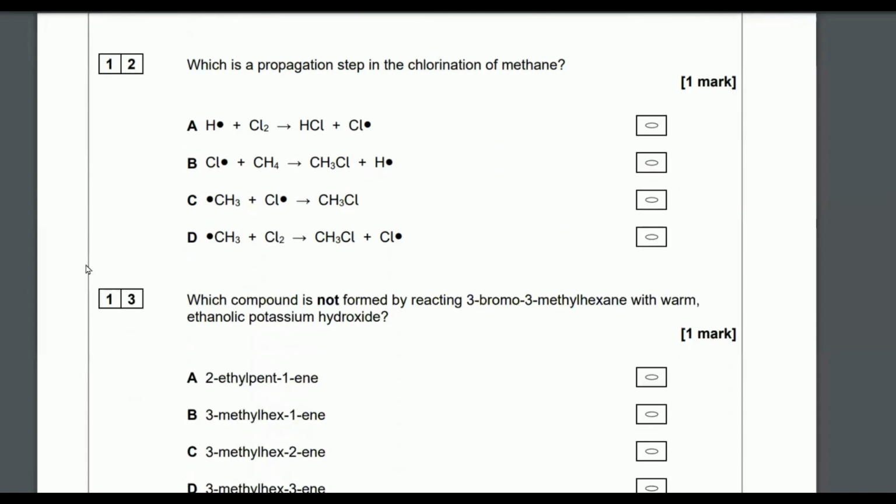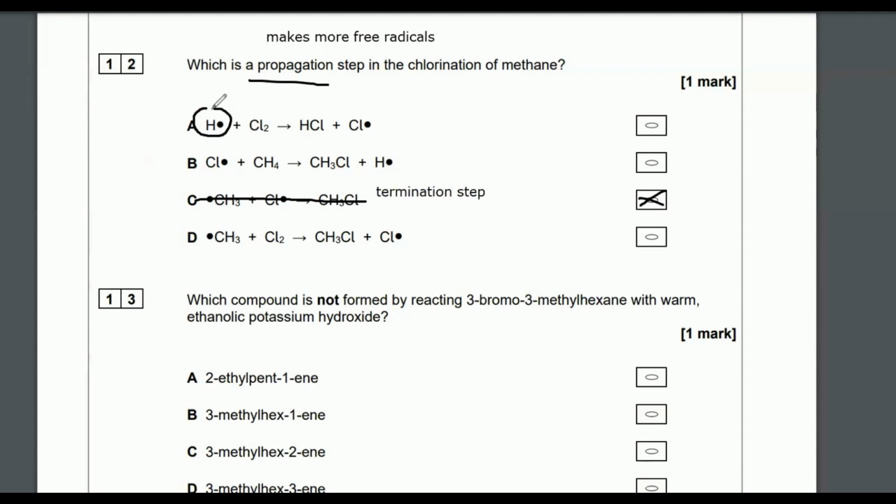Right, let's go to 12, which is a propagation step in the chlorination of methane. Listen, when you're looking at steps of the free radical substitution business, get rid of anything that has a hydrogen free radical in it. That is not going to be applicable. And look, C, is that propagation? When you get two free radicals together? No, that's termination. Two free radicals coming together and not producing another free radical is a termination.